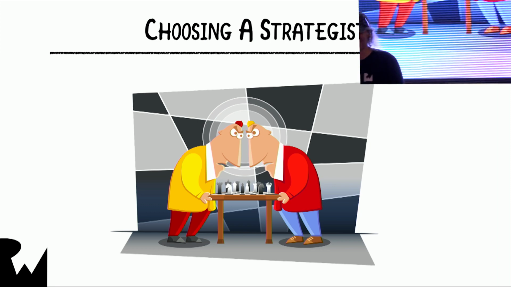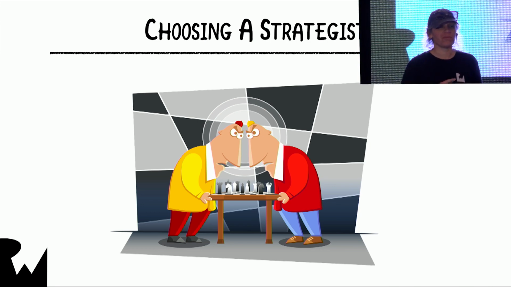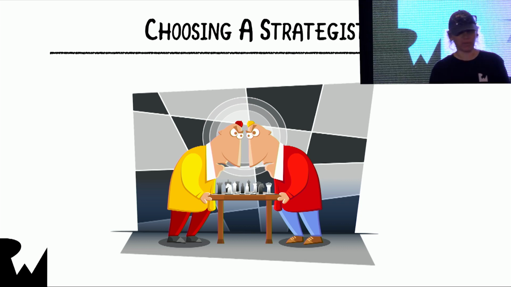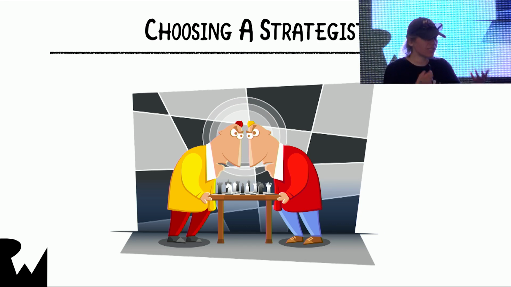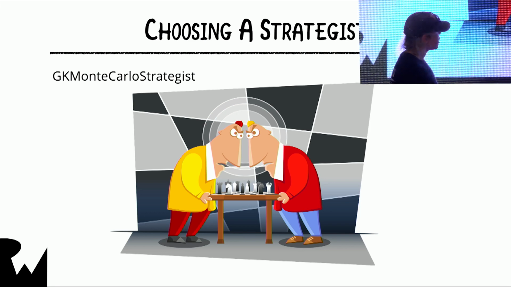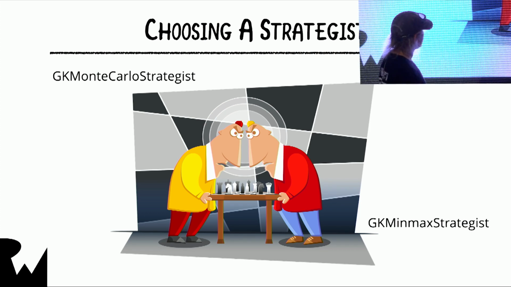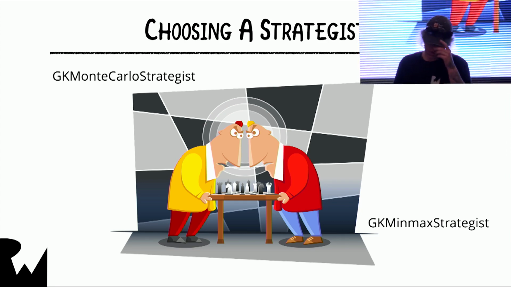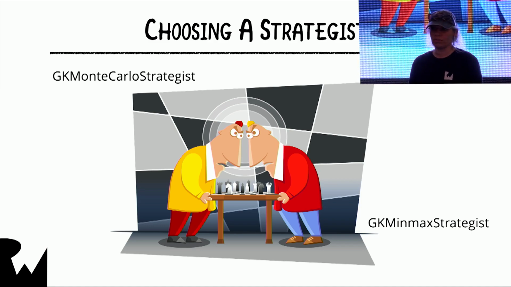Those guys look ominous, don't they? All right, so we've got our game model added. We've got our player in. We've got our moves ready. And we have our strategist. We just haven't set the strategist up. So when we're looking at a strategist, in GameplayKit we have two. We have the GKMonteCarloStrategist, and we have the GKMinmaxStrategist. So that's great that we have two, but how do we know which one to choose, right?